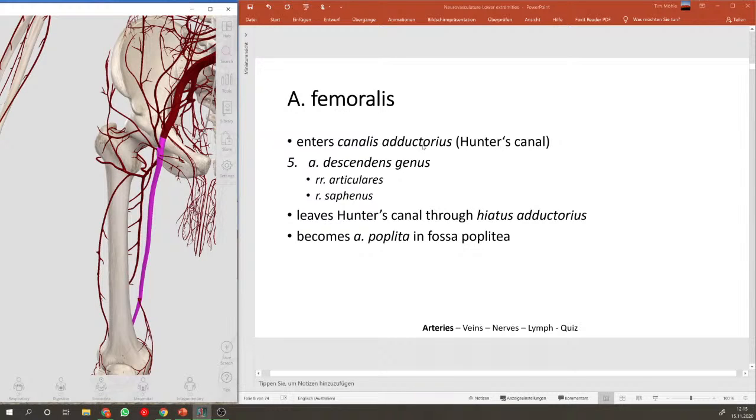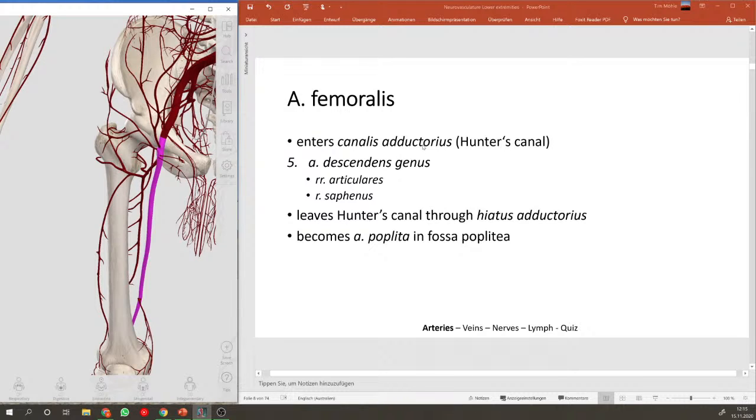It will give off arteria descendens genus, so descending artery of the knee, and you can see this artery nicely here. So it's going to be that one, arteria descendens genus, and it will form some articular branches and also ramus saphenus. Ramus saphenus will accompany nervus saphenus. Now, after it appeared through hiatus adductorius on the posterior side, again, study this, please, on the body specimen next week in your anatomy seminar.